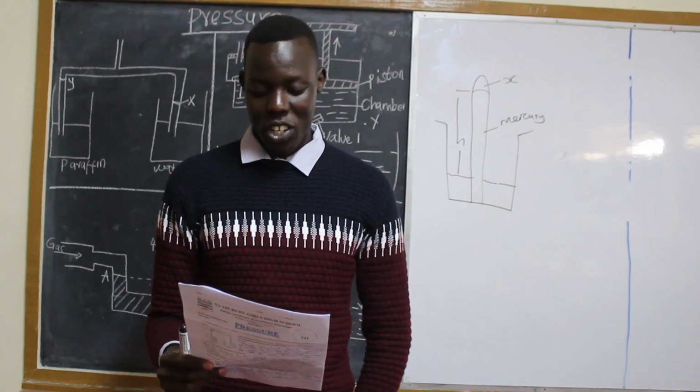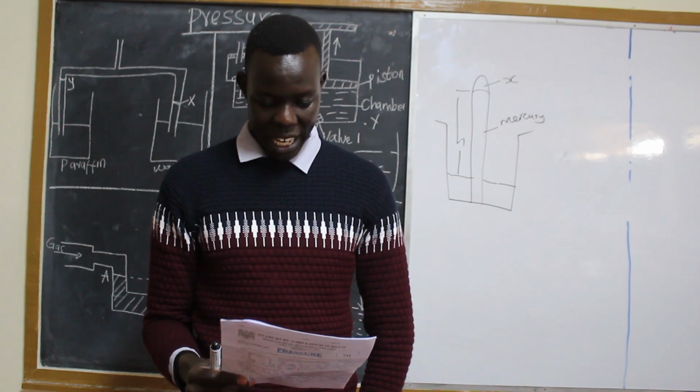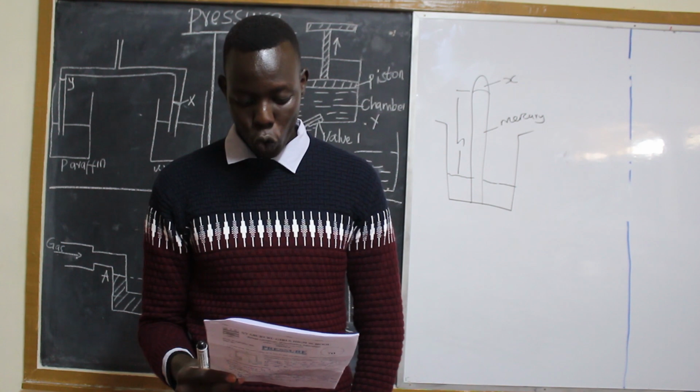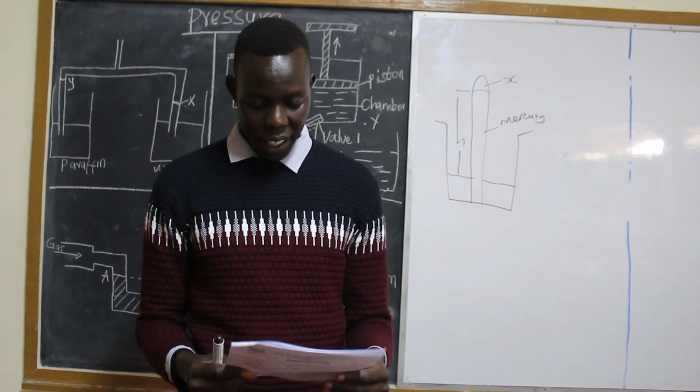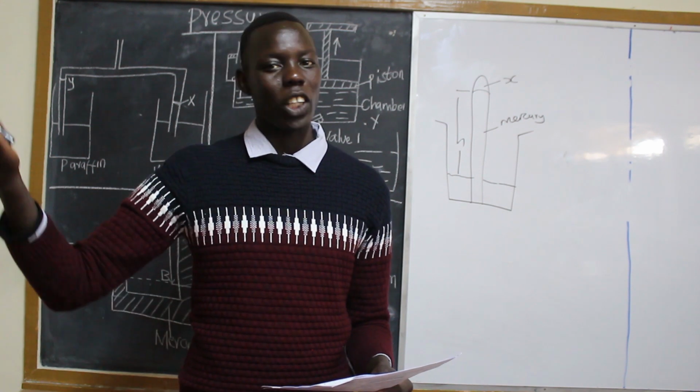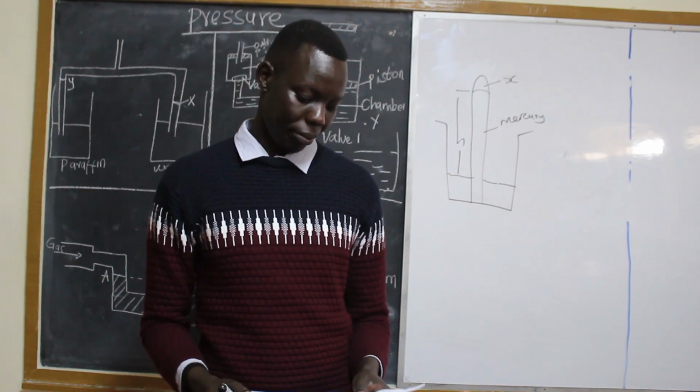State and explain the effect on the height h when the barometer is taken to a point on top of a mountain. The height h will decrease. Why? Because atmospheric pressure at the top of the mountain is low.